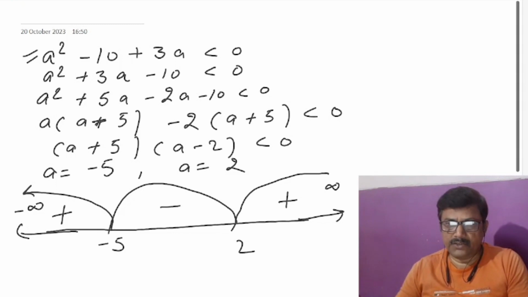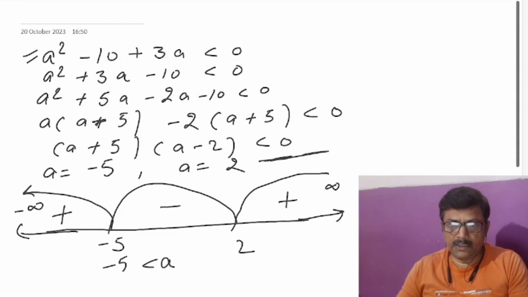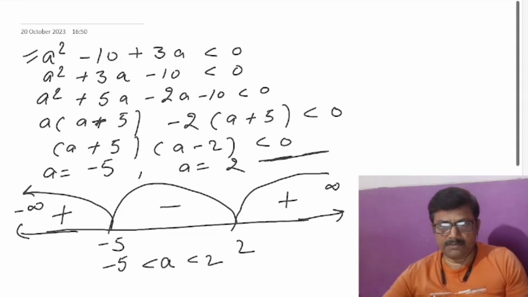So what do we want? We want less than 0, which means we want negative. Where is it negative? Negative is here, minus 5 to 2. It means x will be greater than minus 5 and less than 2. So this is our answer.